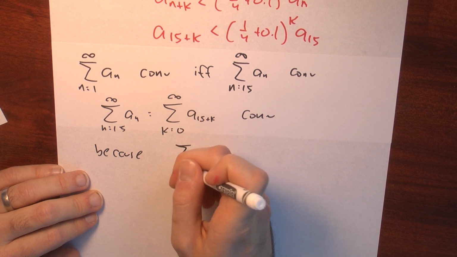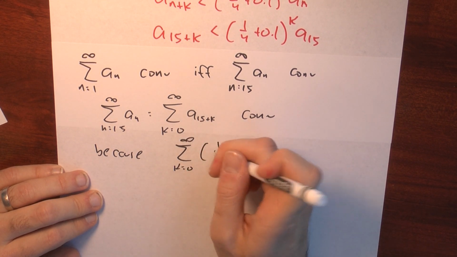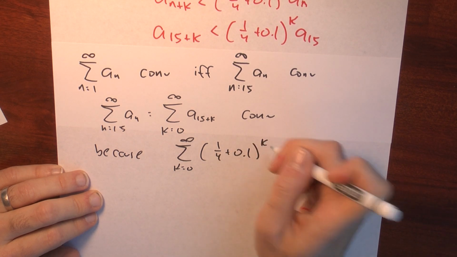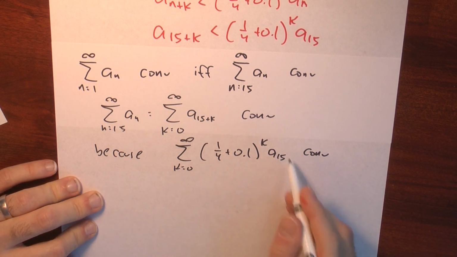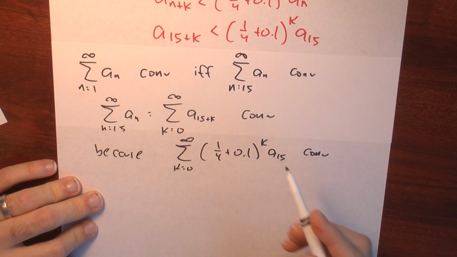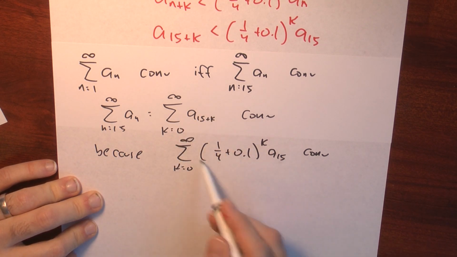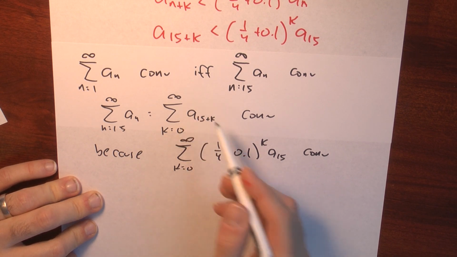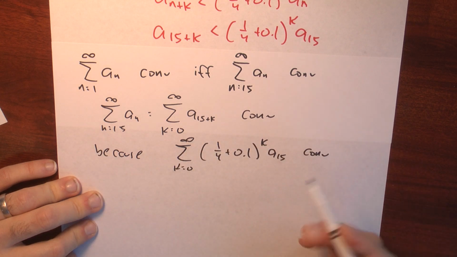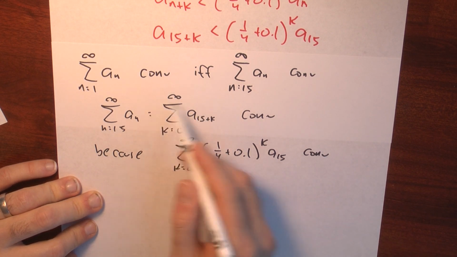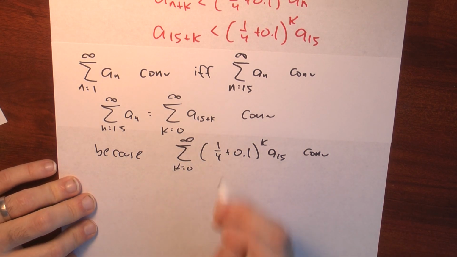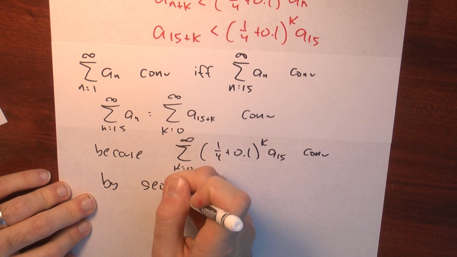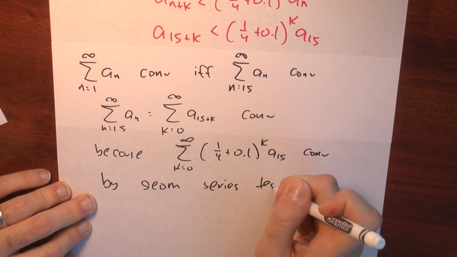Because the sum k goes from 0 to infinity of a quarter plus 0.1 to the k times a sub 15 converges. Why does this series' convergence affect this series' convergence? Well, this series' terms are bigger than this series' terms, and this series' terms are all positive. So this follows from the comparison test, that if this series converges, then this series converges. But now why does this series converge? Well, this series converges by, say, the geometric series test.